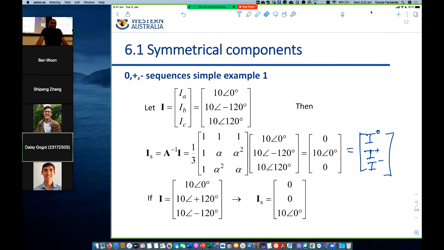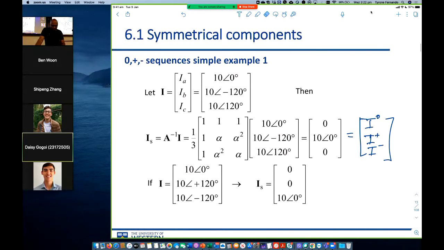But let's compute the sequence components and see what the situation is for this. The sequence components are A inverse times the phase current, I. So here is A inverse, here is the phase current. If you compute, this is the result you're going to get.